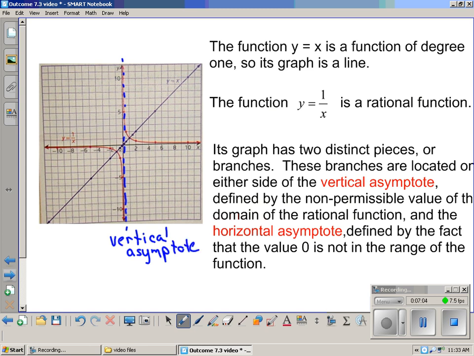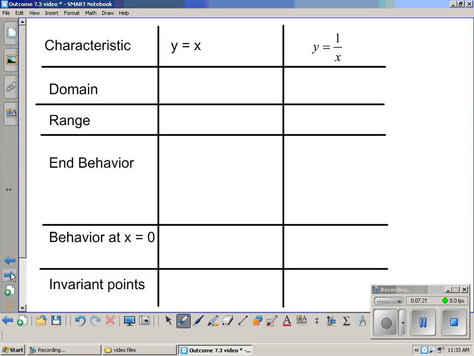It's defined by the non-permissible values of the domain of the rational function. And the horizontal asymptote is designed by the fact that the value 0 is not in the range of the function. So this is my horizontal asymptote. So let's look at some characteristics of that function.